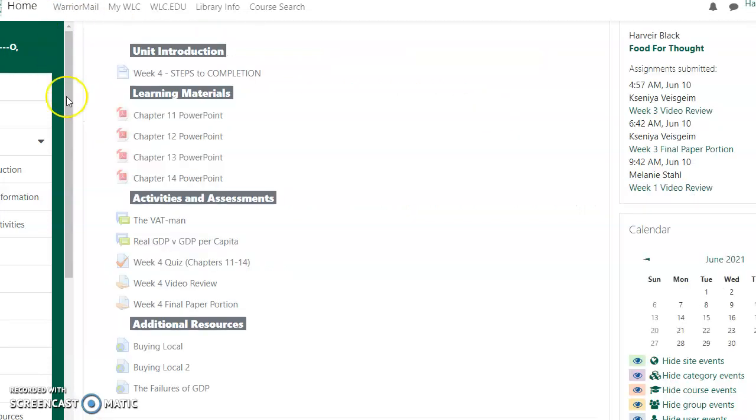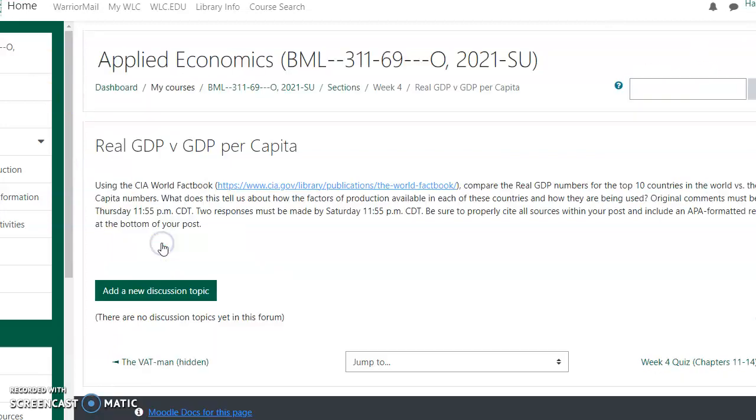Your second discussion post, you are talking about GDP, the gross domestic product. So you will go to the website, the link is already included, and you're going to compare real GDP for the top 10 countries in the world, and you're going to oppose that to the GDP per capita numbers. Also, in your discussion post, begin to tell how the factors of production are available in each of these countries and how they are being used.